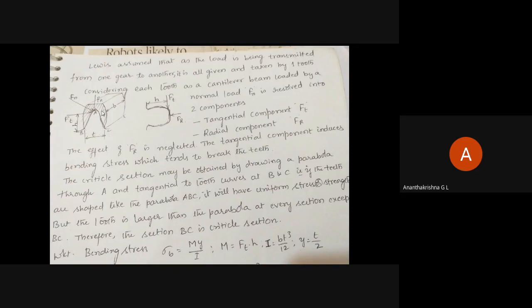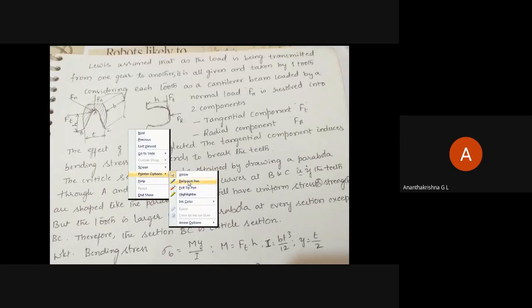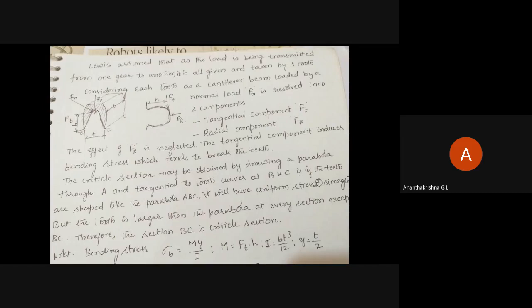But the tooth is bigger. In all this hatched zone that I am showing here, there is more material available for the gear teeth except at B and C. Therefore the critical sections become points B and C. Now coming back to this, you have points B and C being critical zones, right?